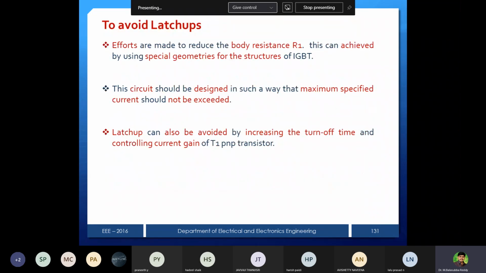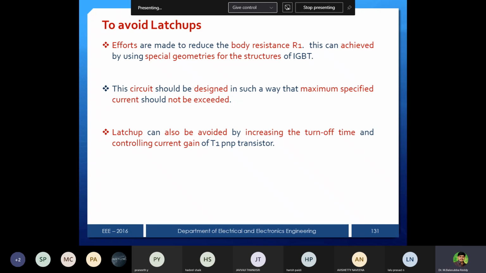Then how will you avoid that? We can reduce the body resistance. This can be achieved by using a special geometrical structure of the IGBT. We are not intentionally adding that body resistance; it is present because of the material used. If the voltage across it is more than the required base signal, T2 will be turned on, and if T2 is on, then automatically the device is going to be turned on continuously.